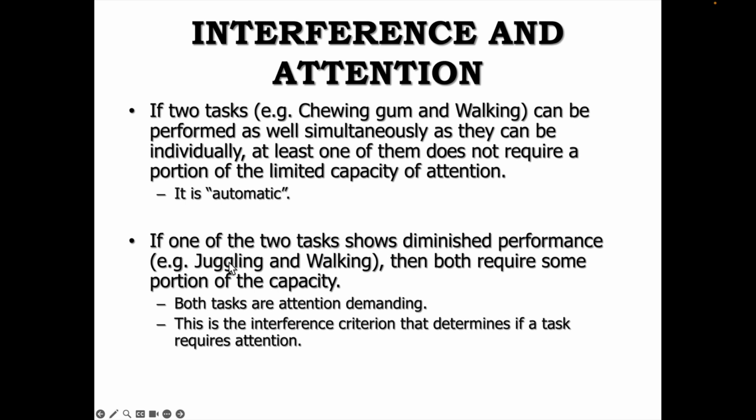If one of the two tasks shows diminished performance, for example, if walking was hurt due to juggling, then both of these, juggling and walking, require some portion of this capacity of attention, meaning both tasks require a good chunk of attention. Therefore, interference comes into play, and it helps us determine if a task requires that particular attention. So again, if performance is hurt, that means that particular task brought interference to the other task.